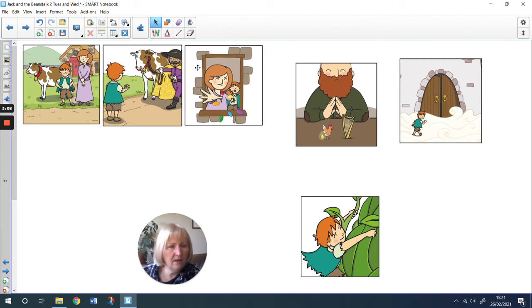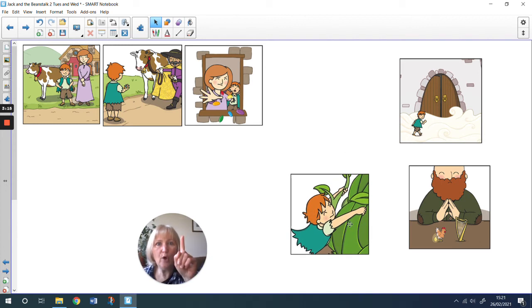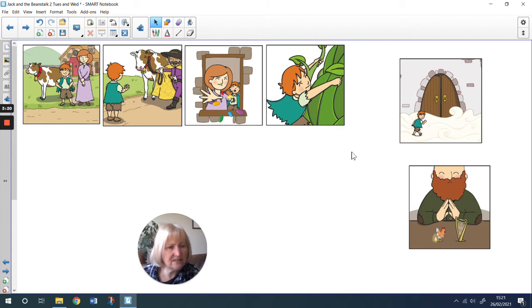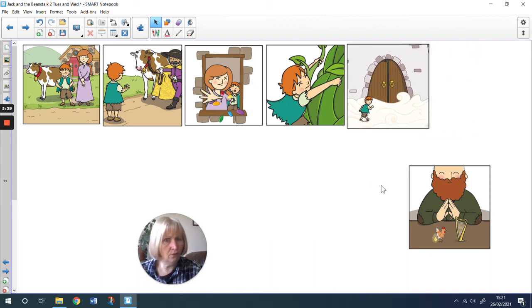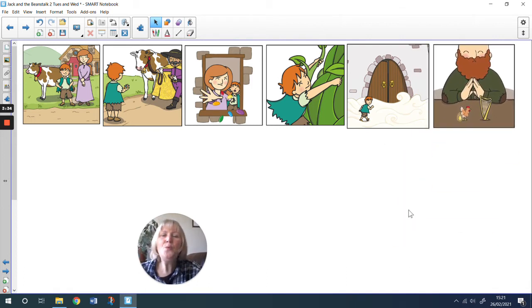Okay. And then what? Then he decided he was going to climb up the beanstalk. Do you remember? So it must be this picture next. And then... he's walking to the door. It must be this next before we meet the giant. So there we go. We've sequenced the first 6 pictures for the first half of the story.